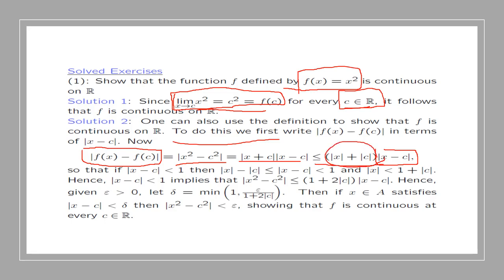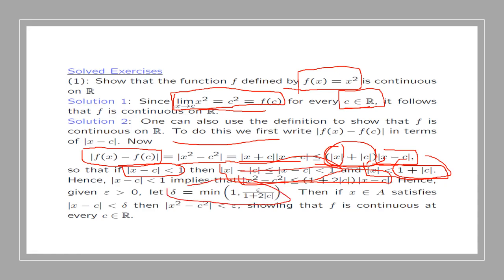To do that, we assume that the distance between x and C is less than 1, like we did before. And then you use this inequality to end up with the magnitude of x being bounded by 1 plus the magnitude of C. So you replace this one here by this one, and then you get this inequality here. So if you set delta equal to the minimum of these two, then if the distance between x and C is less than delta, the distance between f of x and f of C is less than epsilon, so f is continuous.